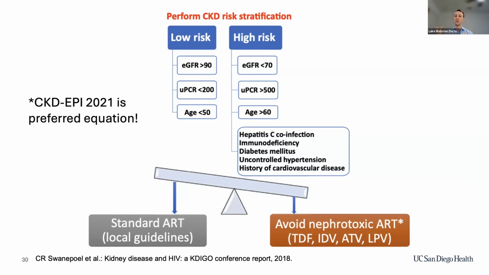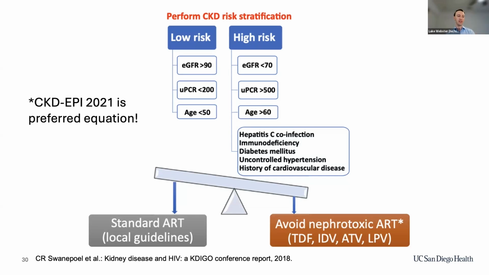And the idea is perhaps, on a global scale, if your patients are at high risk, at least from a kidney perspective, try to minimize or avoid some of these higher risk agents like tenofovir, atazanavir, indinavir, and lopinavir. But if they're at lower risk, follow your local guidelines.